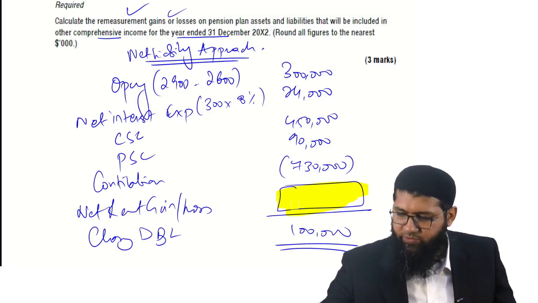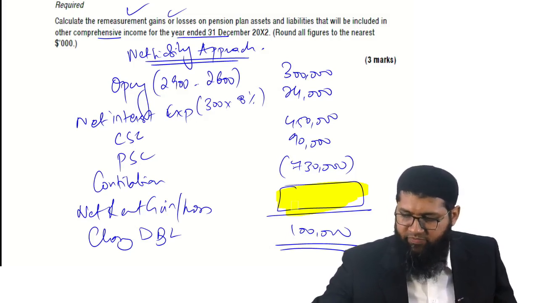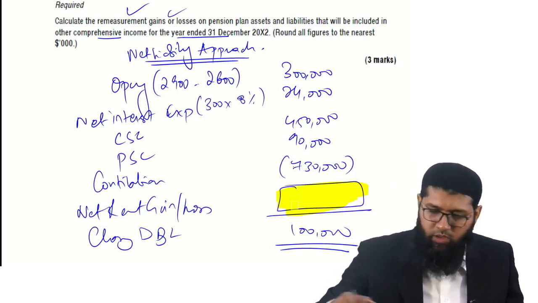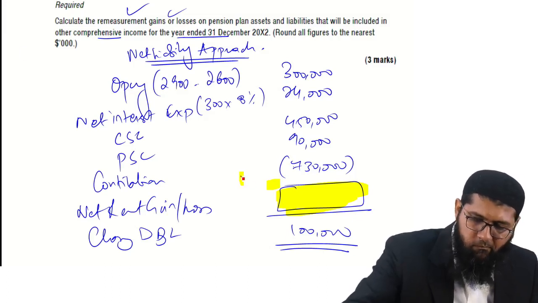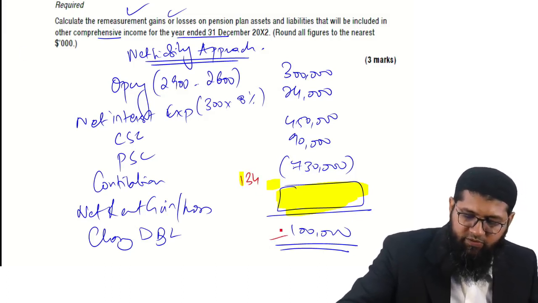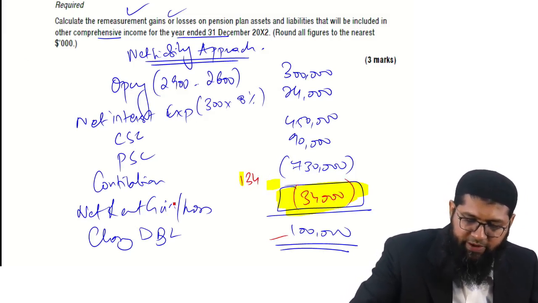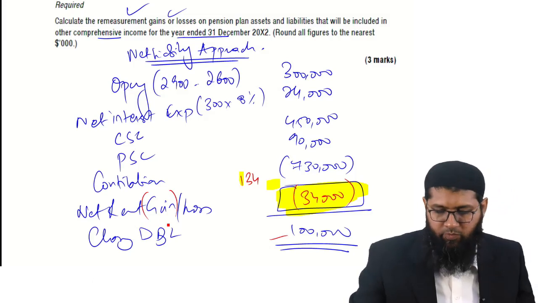I got to do it again. 300 plus 24 plus 450 plus 90 minus 730. Okay, you've got 134 till here. And this is 100,000. So this is 34,000. Now this has to be a reduction, so it has to be a gain.